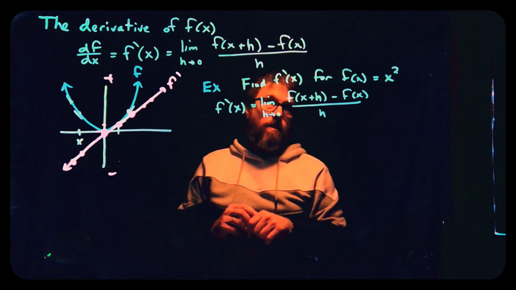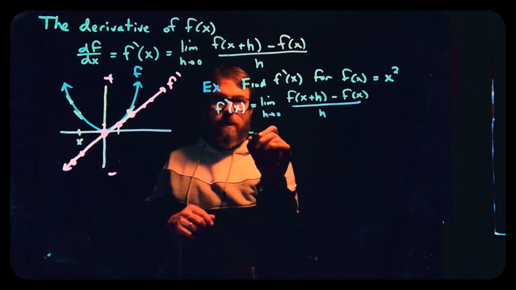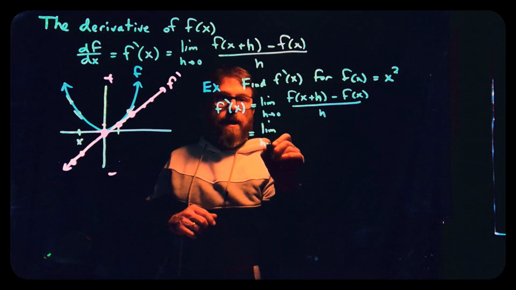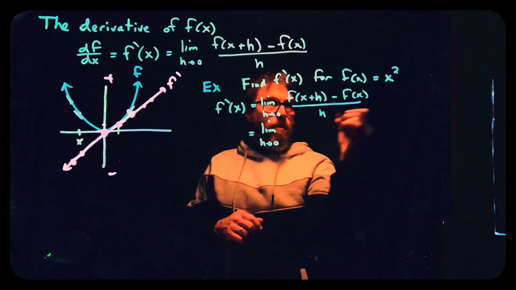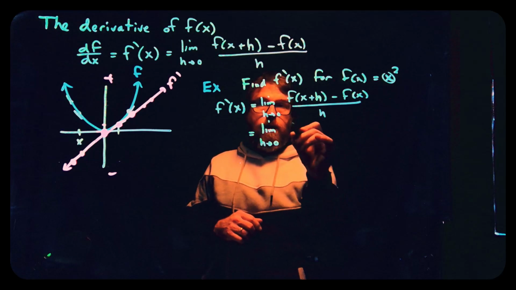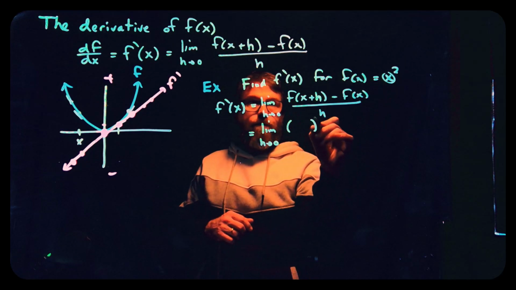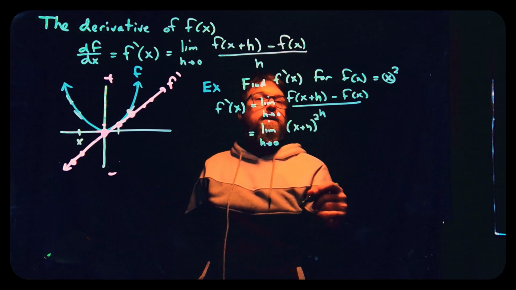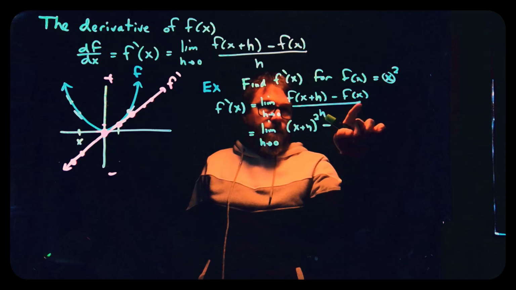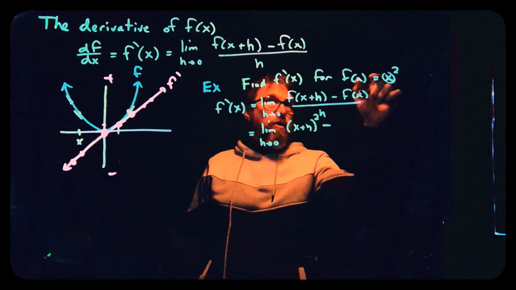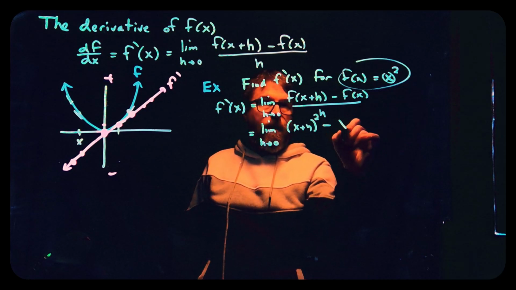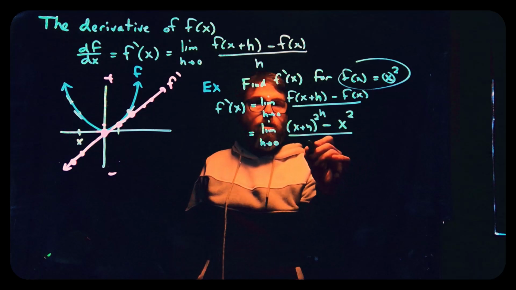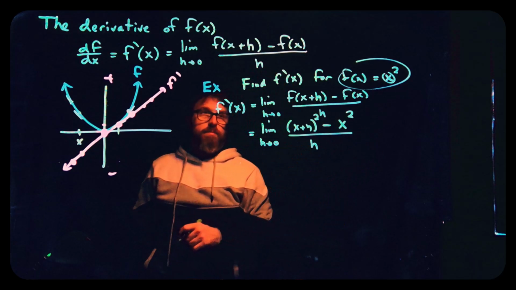So this is equal to the limit as h approaches 0 of, well, this x plus h is going to go into this x location, so the function x squared is inputted with an x plus h here, minus f of x, which is the original function, so minus x squared, and this is all over h.